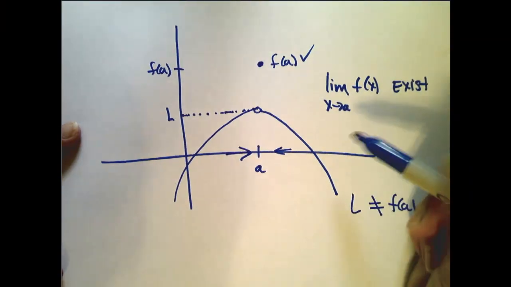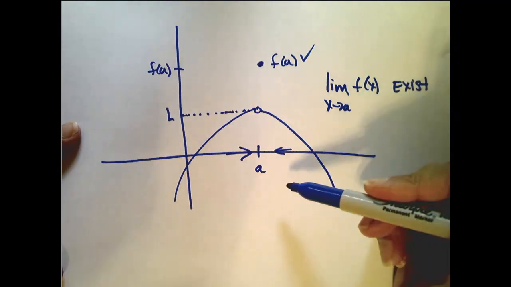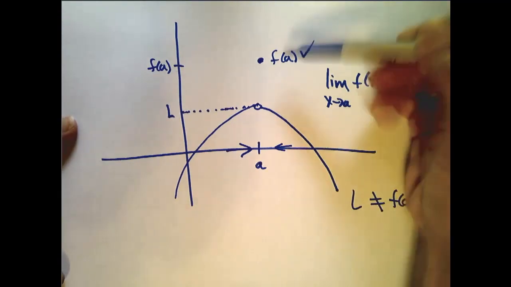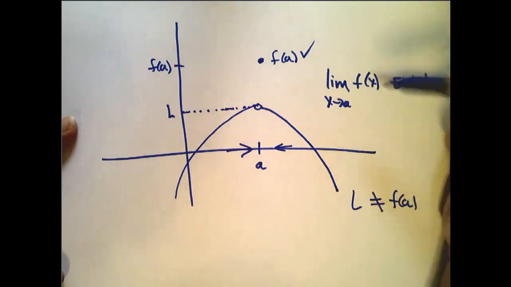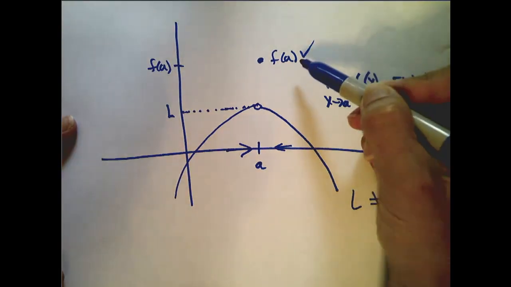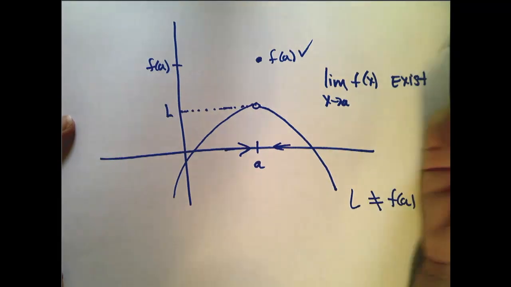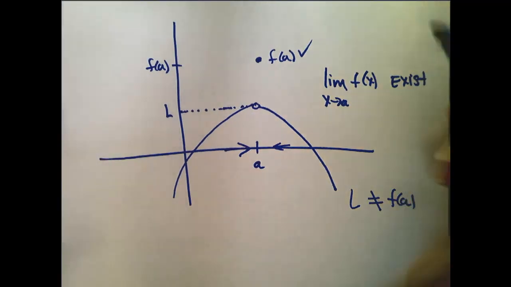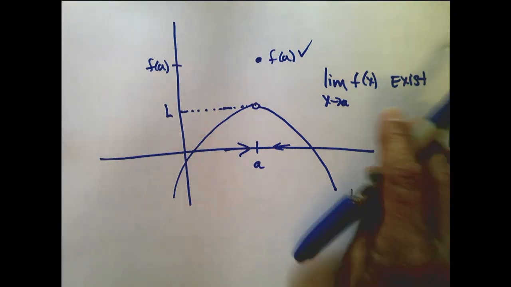So in this case, my function is not continuous at a, even though f of a is defined, and this limit exists. But because this limit does not equal what my function is at a, it is not continuous at a. And that is the definition of continuity. In the next video, we will look at some more examples.